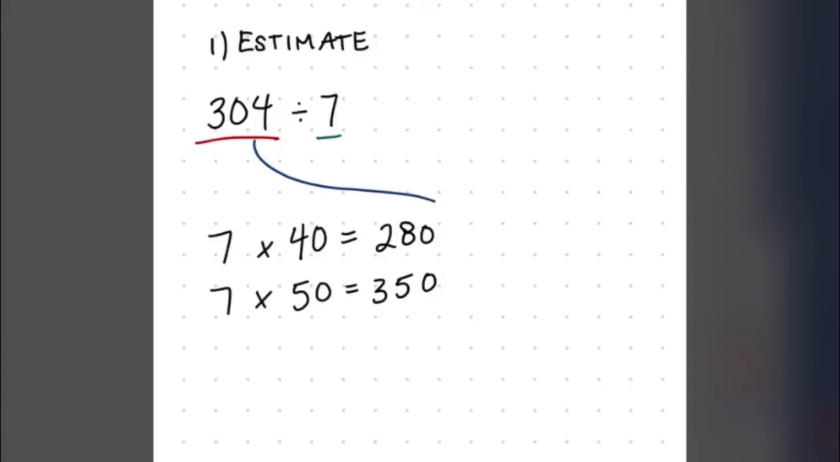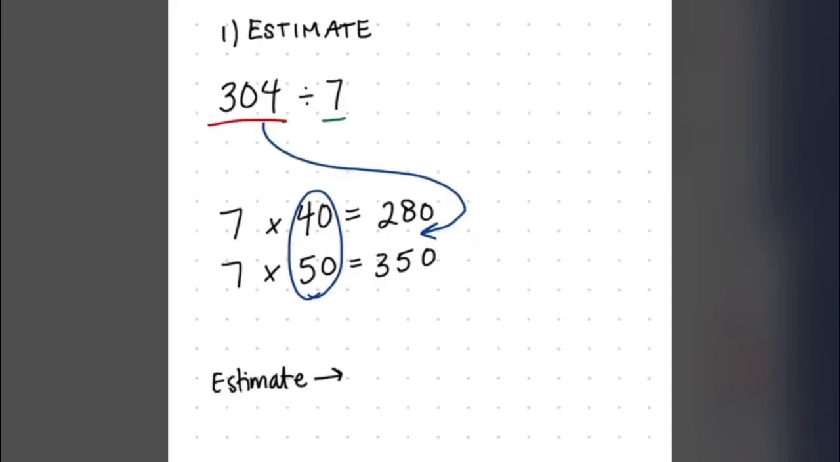So our dividend, 304, is about halfway between 280 and 350. Therefore, our quotient should be about halfway in between 40 and 50. So let's make an estimate of 45.